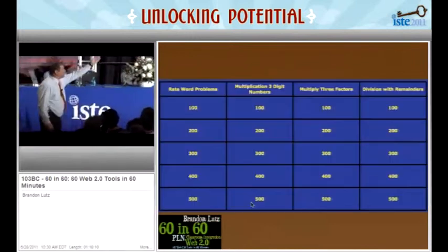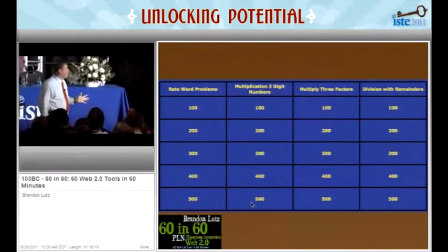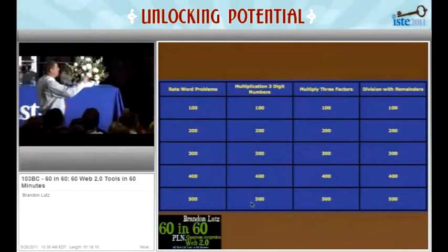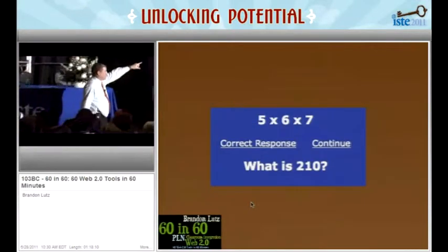All the numbers come up, and only the numbers that you filled in come up. So if you only want to do like one row, only one row of the Jeopardy is going to come up. And then you see the example of the problem, and then you click on correct response to say what is 210.